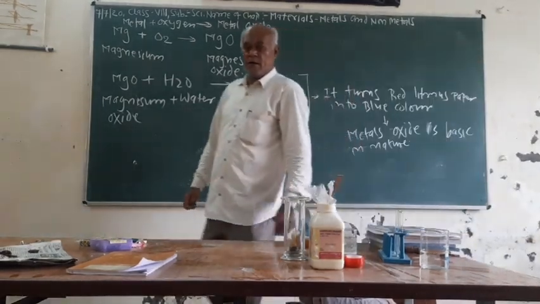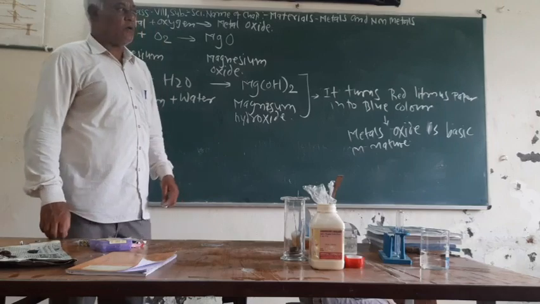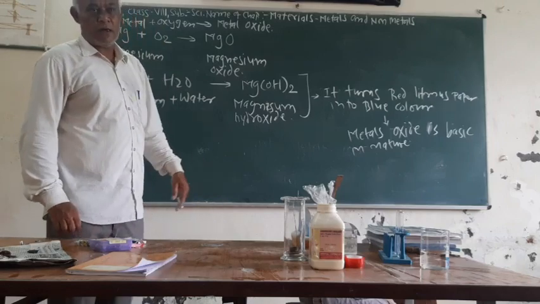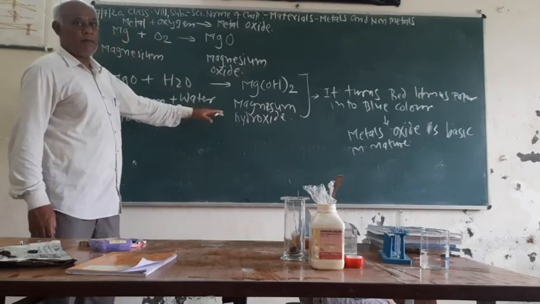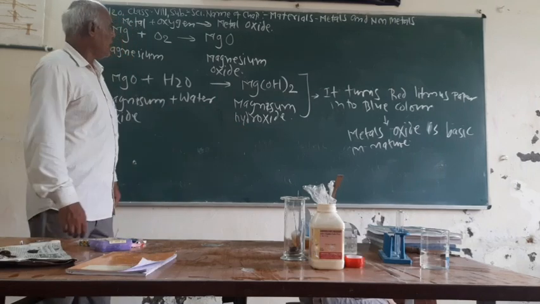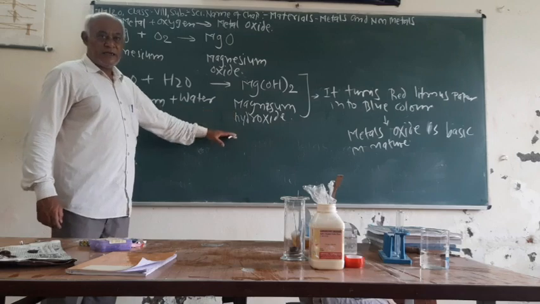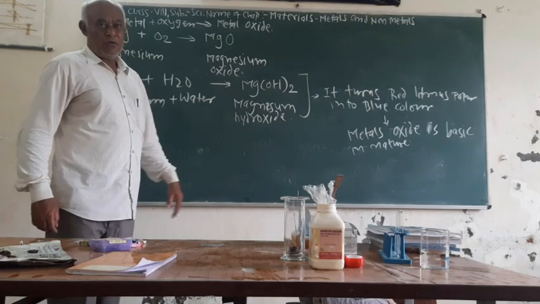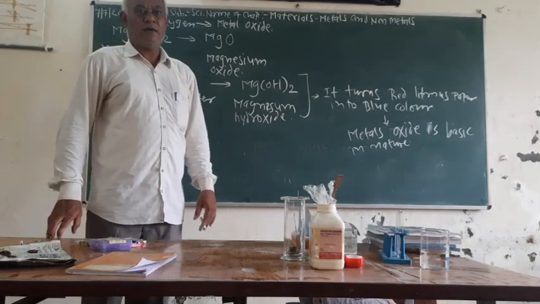Now we conclude that any metal oxide which dissolves in water is chemically basic. Its nature is chemically basic. Therefore, metal oxides are basic in nature. We prove this by this activity.